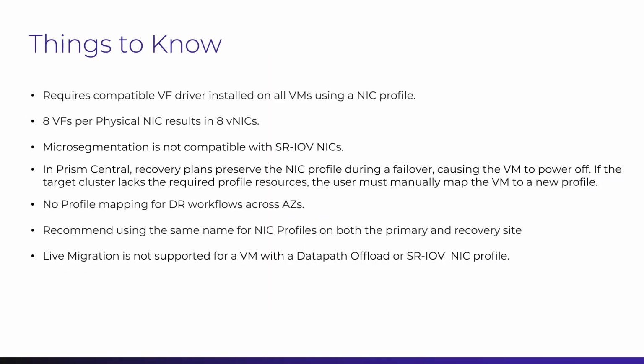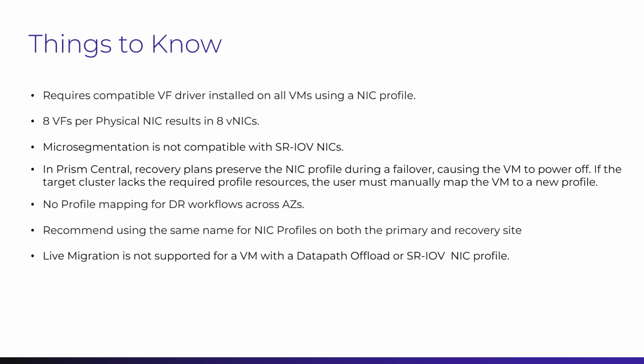Here are some things to know. SR-IOV and data path offload require the compatible NIC drivers to be installed on any VM using this feature. Each capable NIC will support up to 8 virtual functions with this release. You should not enable SR-IOV on VMs that are protected with Flow network security policies. This will cause performance degradation as the connection tracking is not currently offloaded. If offload is required for VMs using Flow, use data path offload instead.